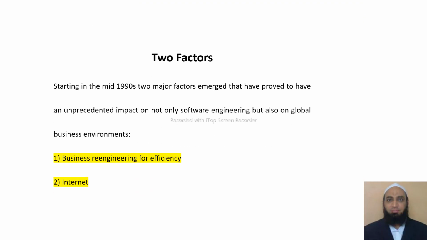Starting in the mid 1990s, two major factors emerged that have proved to have an unprecedented impact not only on software engineering, which we discussed in the first slide itself, but also on the global business environment. So there are two major factors. The first is business re-engineering for efficiency, and the second is the internet.